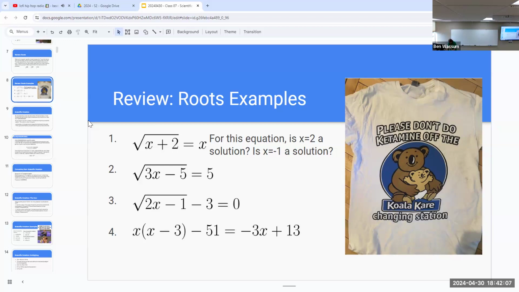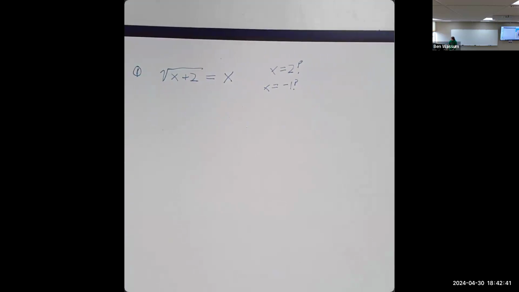Need applications eventually. So right now, we do not have the tools available to us to actually solve number one. We don't. That's why next to it says, for this equation, if x equals 2 a solution, is x equals negative 1 a solution? So this would be an exercise in being able to simplify something like this.